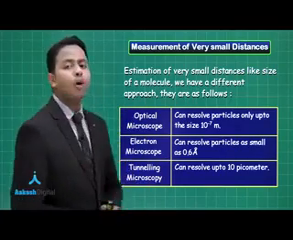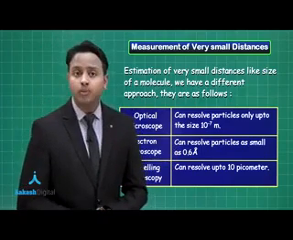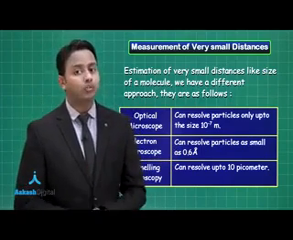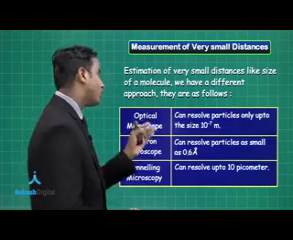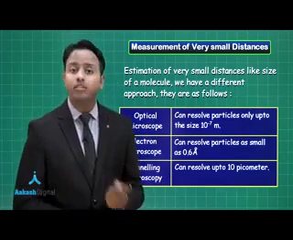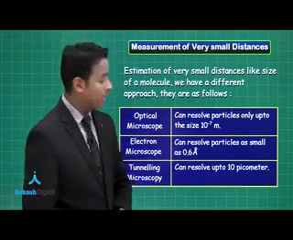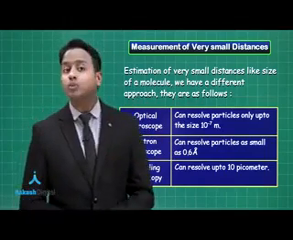The first is the optical microscope. Now, the details of the optical microscope you are going to see in the chapter of light in your syllabus. So, an optical microscope can resolve particles up to the size of 10 to the power minus 7 meter. Still, we are not able to reach the molecular level. The next one is the electron microscope.